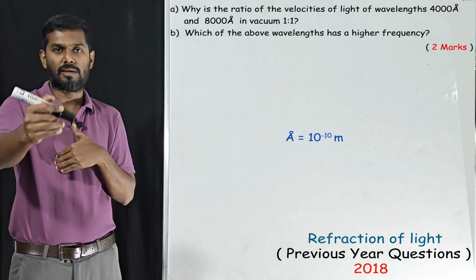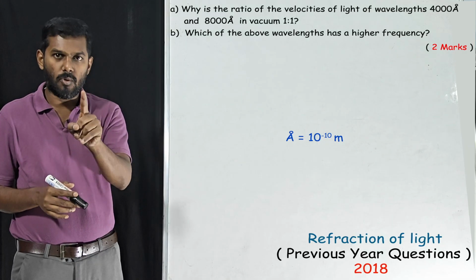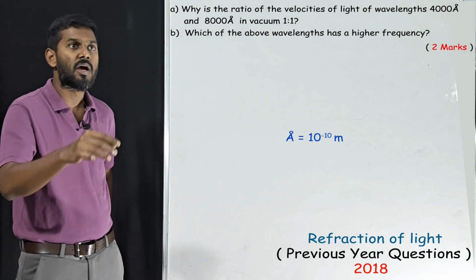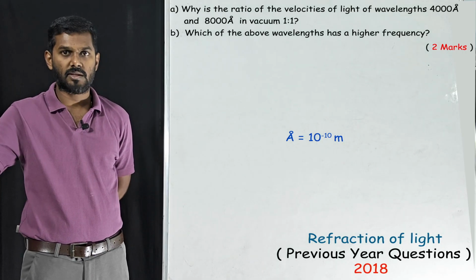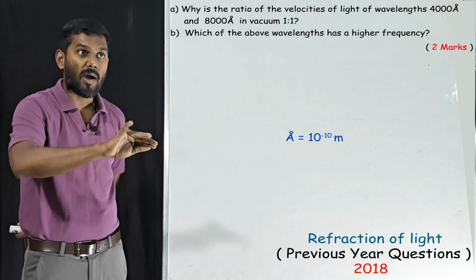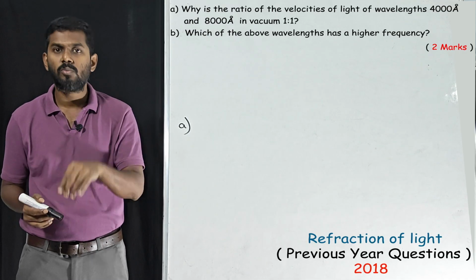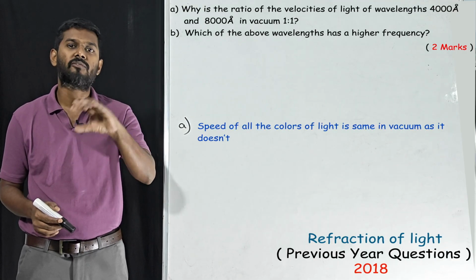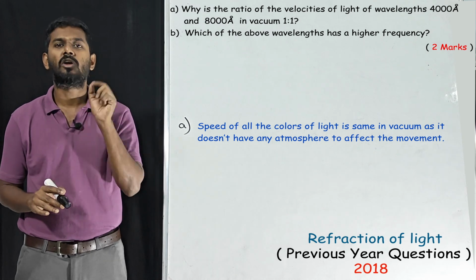That means same values. If you combine all these hints into one single part, then you will get the answer easily. That means the two different lights, even though they have two different wavelengths, travel with the same speed in vacuum. Why? That is their question. Speed of all the colors in vacuum is the same because there is no atmosphere in the vacuum to affect the speed of light in vacuum. That's it. So this is how you have to write.